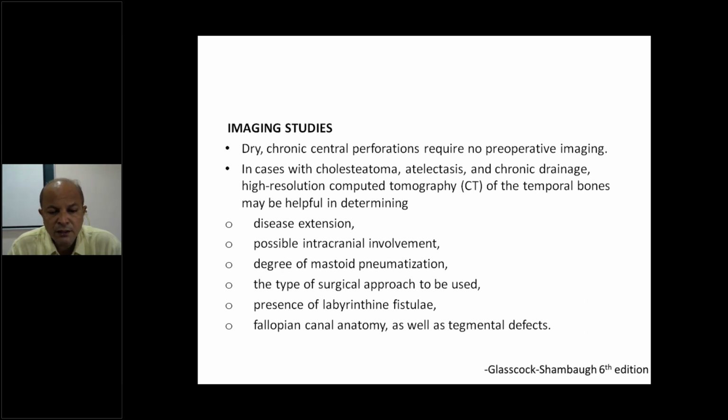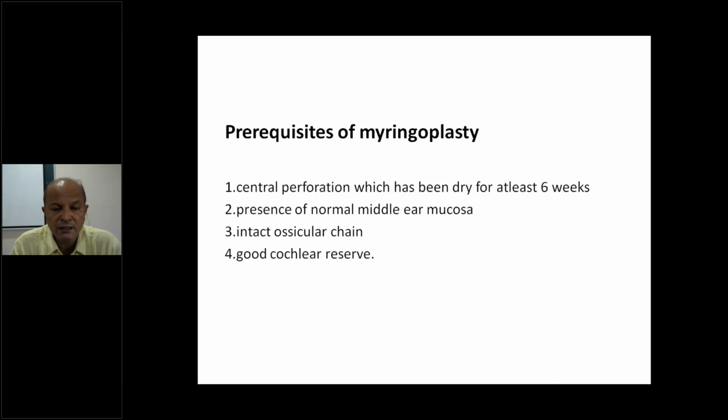if you see the patient is having a facial nerve palsy, then obviously you want to do an HRCT of the temporal bone with special emphasis on the fallopian canal. Otherwise, routinely we don't ask for any scan only to see the fallopian canal.